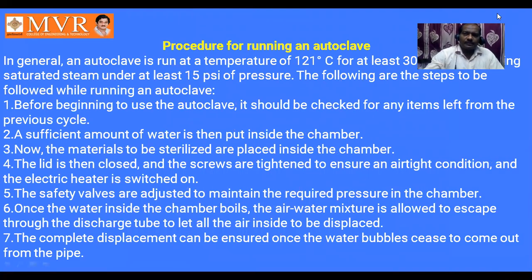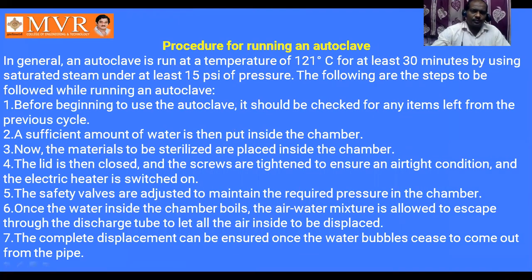So this is a general procedure of an autoclave process. In general, an autoclave is run at a temperature of 121 degrees for at least 30 minutes, using saturated steam under at least 15 psi of pressure, 15 pounds per square inch. The following are the steps to be followed while running an autoclave.